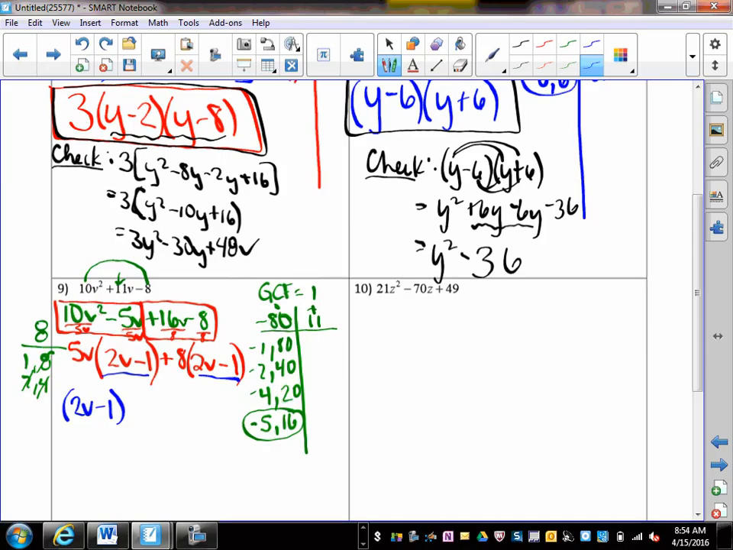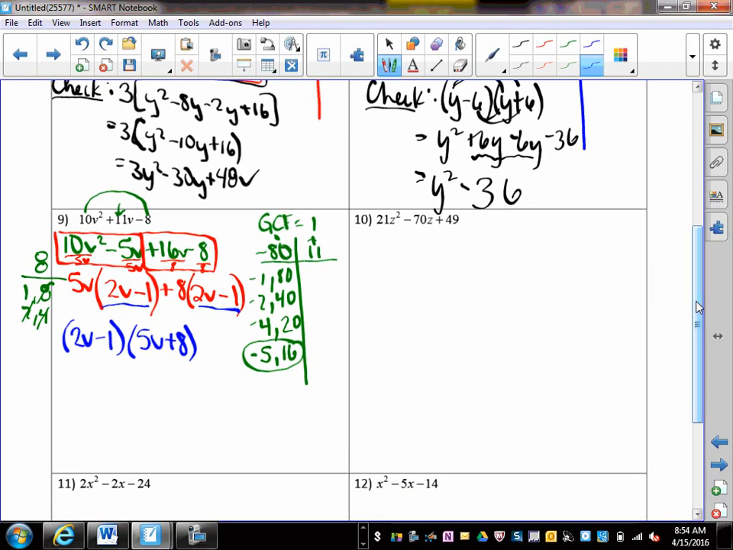What else though? 5b. Good. 5b plus 8. Let me show you why the shortcut doesn't work here. If we would have tried the shortcut, you would have had y minus 5 times y plus 16. Well, when you start to check that, what's y times y? Y squared? Does that give you 10? No, we can't get a number in front unless we have that coefficient.